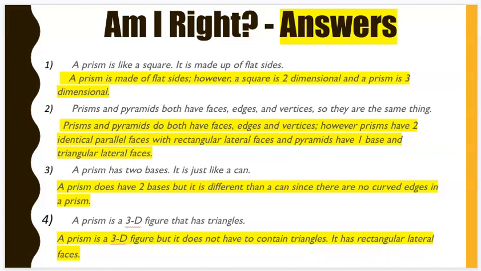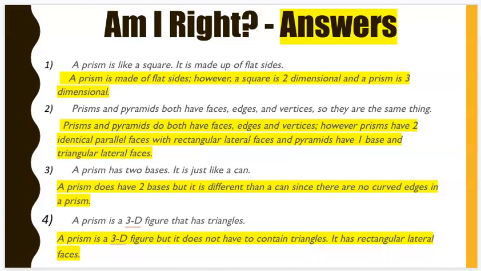As you were dissecting those statements, these are some answers you may have come up with. A prism is like a square, it's made up of flat sides. Well, a prism is made up of flat sides. That part is true. However, a square is 2-dimensional and a prism is 3-dimensional. So the student was partially correct.